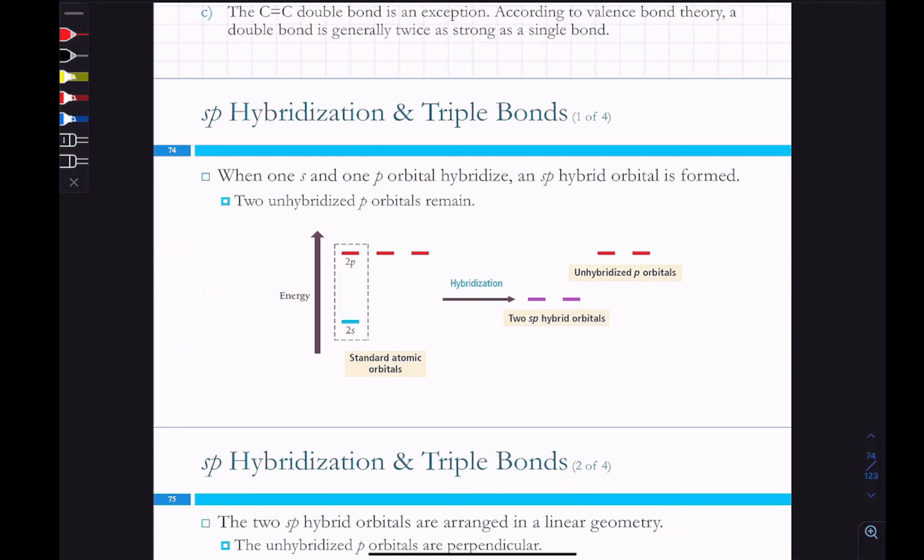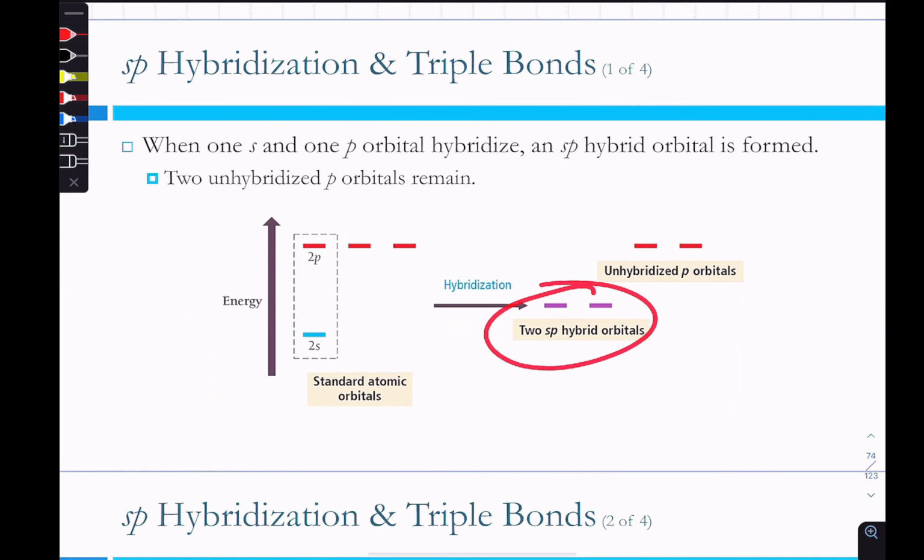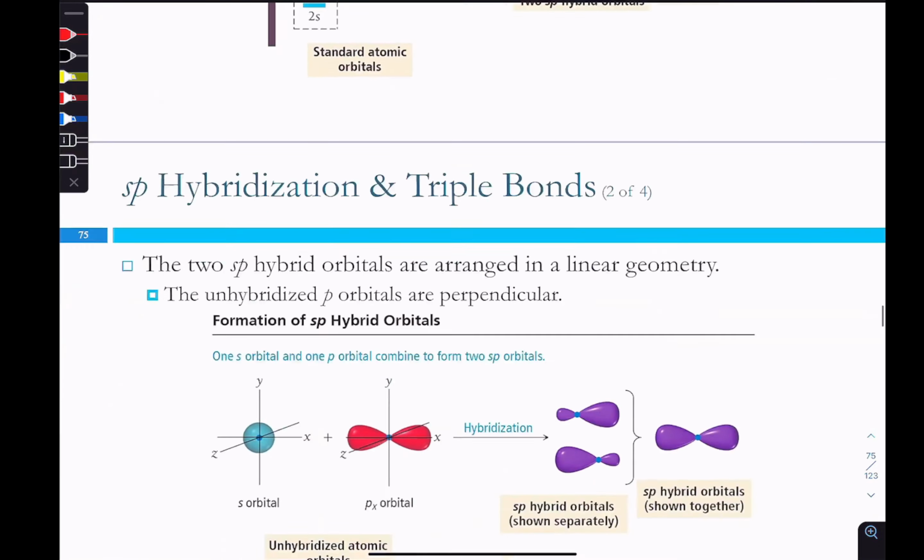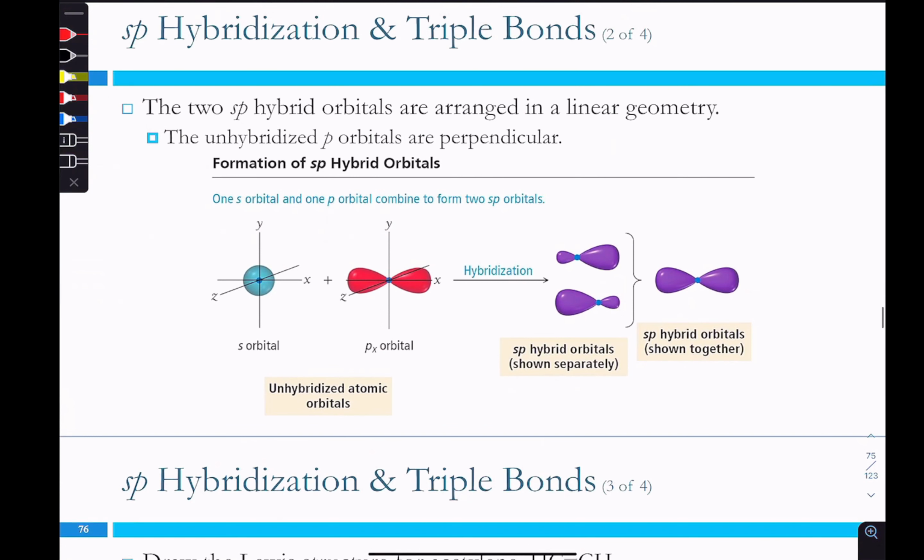So if you end up with something with two sp hybrid orbitals, and you have two unhybridized p orbitals, you can make, actually I think you will have a triple bond. So looking at these sp hybrid orbitals, you get something that looks like a single p orbital by itself, but it's actually made up of two different ones, two different bonds.